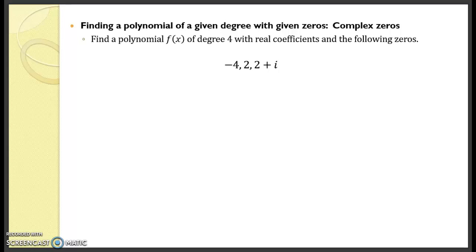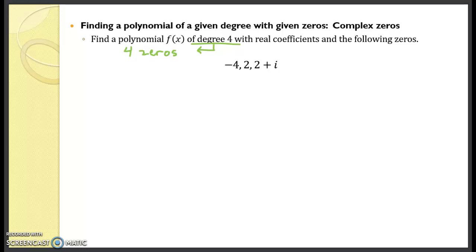Hey everybody, this video will talk about finding a polynomial of a given degree with given zeros, complex zeros. So we're told to find a polynomial f of x of degree 4 with real coefficients and the following zeros. Because it is degree 4, that means I'm going to have 4 zeros. They could be real or complex, but I'm going to have 4 zeros.